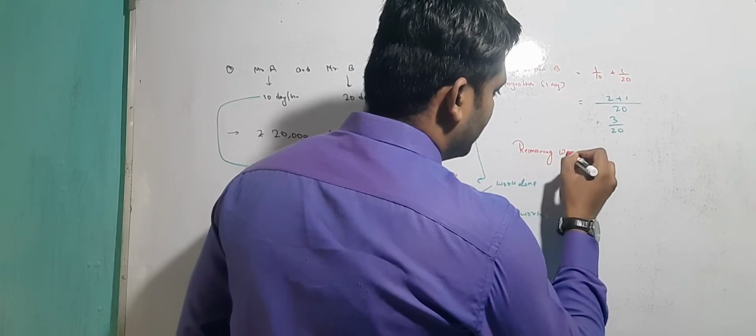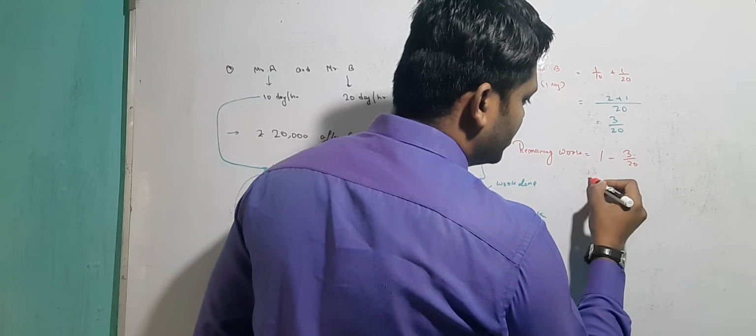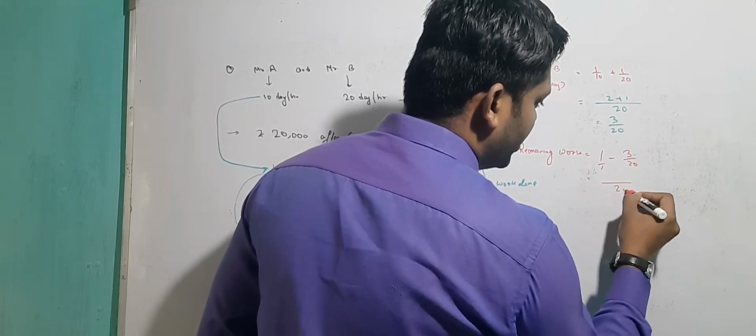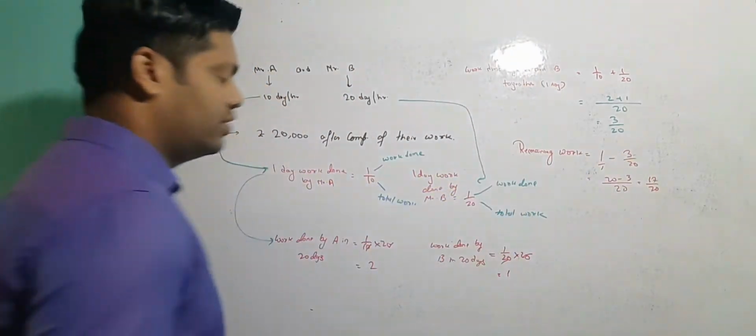Remaining work is equal to 1 complete work minus 3 by 20. So LCM is how much? For 1, nothing is there, so 20. So 20 minus 3 is equal to 17 by 20, is the work being left.